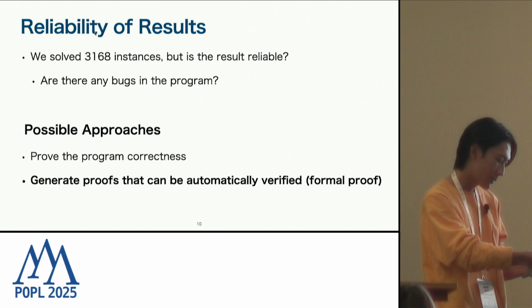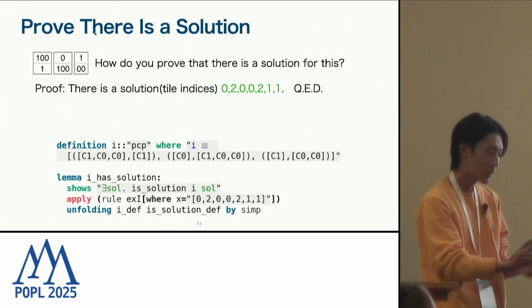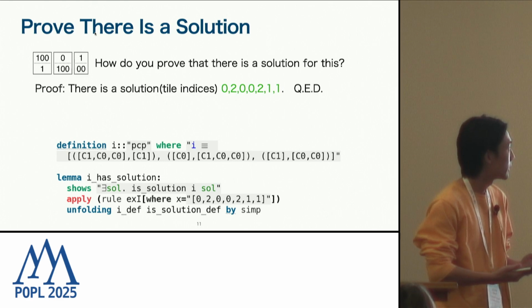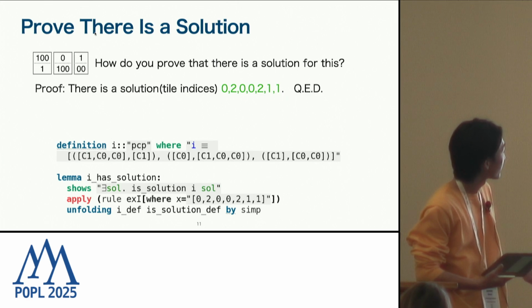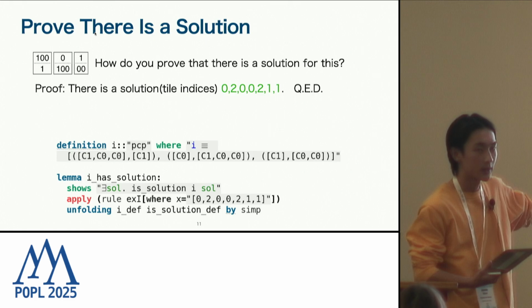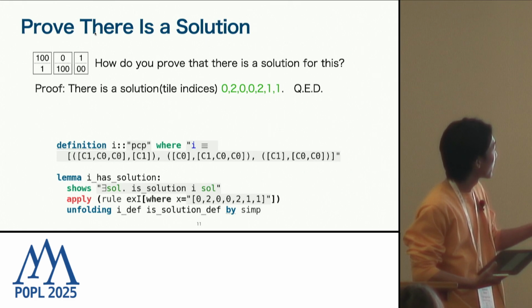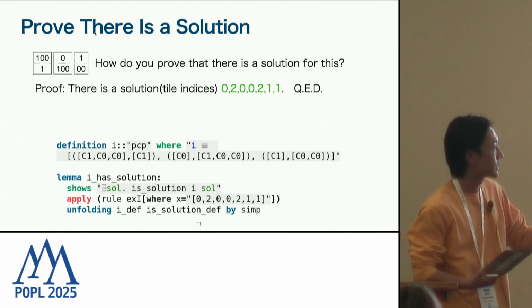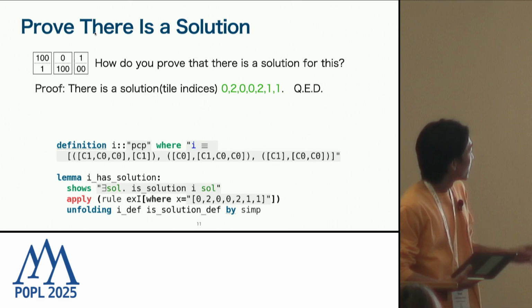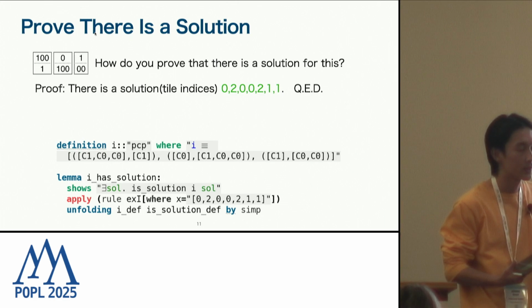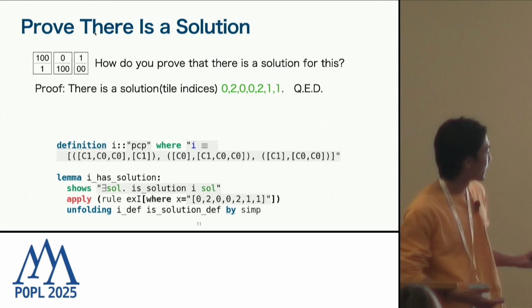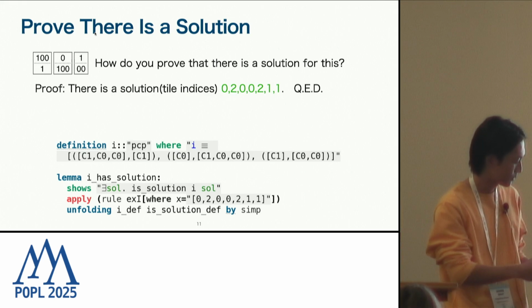From the next slide, I will briefly explain how we proved it. Proving there is a solution is quite simple. Let's revisit the example I showed earlier, where I showed an actual solution. So how do you formally prove that there is a solution for this instance? You already know an actual solution, so you can provide it as evidence to show this instance indeed has a solution. This can be achieved with a few tactics in Isabelle/HOL.